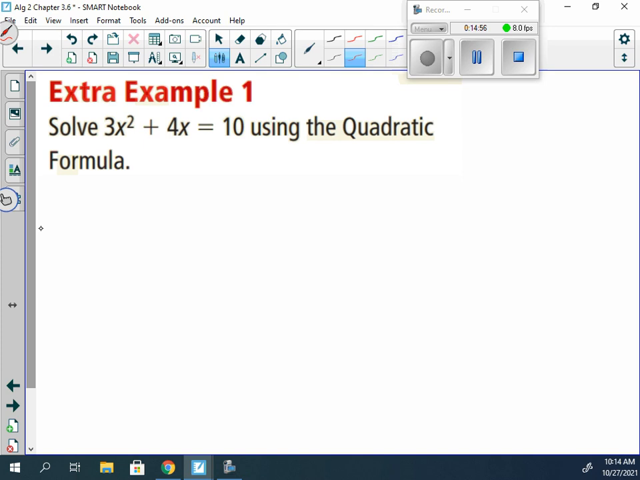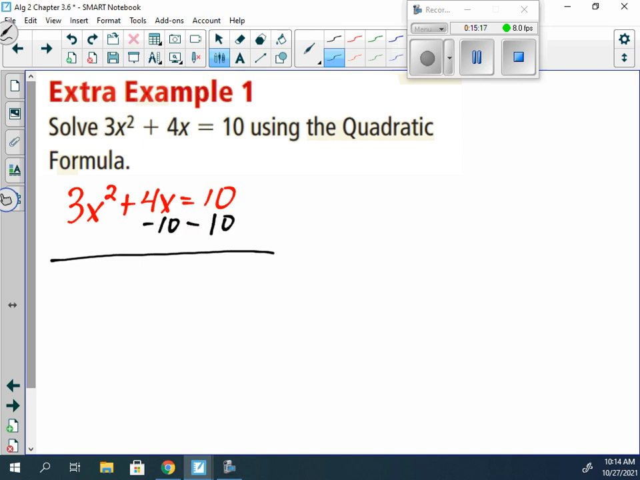Solve 3x squared plus 4x equals 10. What do we need this equal to? Yeah, we need it equal to 0, so how can we get it equal to 0? Subtract 10 from both sides.